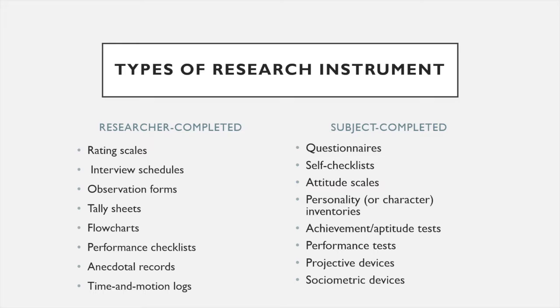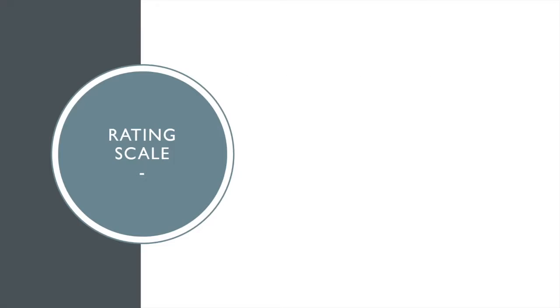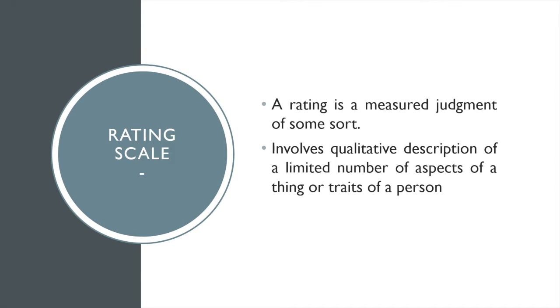So we are not going to discuss all these types of research instruments, but we are just going to focus on the most commonly used instruments in doing basic research. The first one is the rating scale. A rating scale is a measured judgment of some sort, or it involves a qualitative description of a limited number of aspects of a thing or traits of a person.